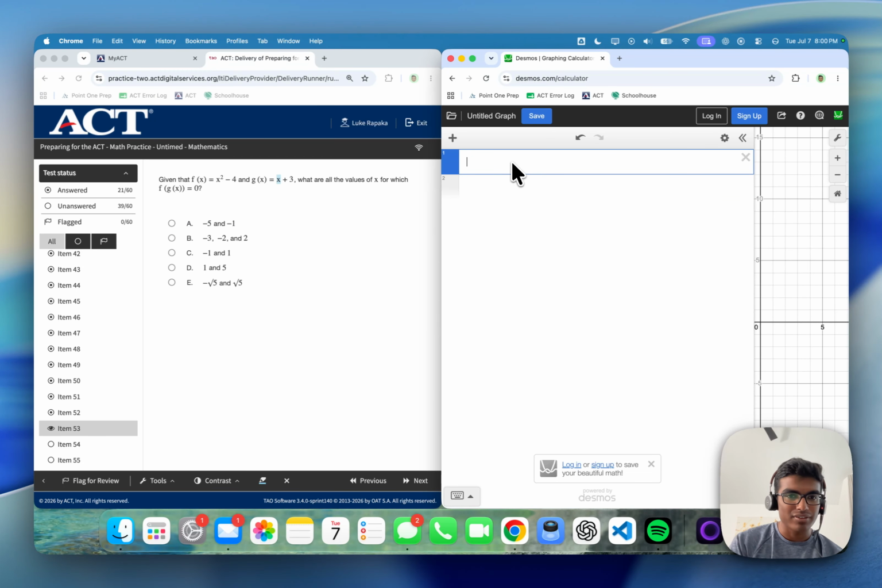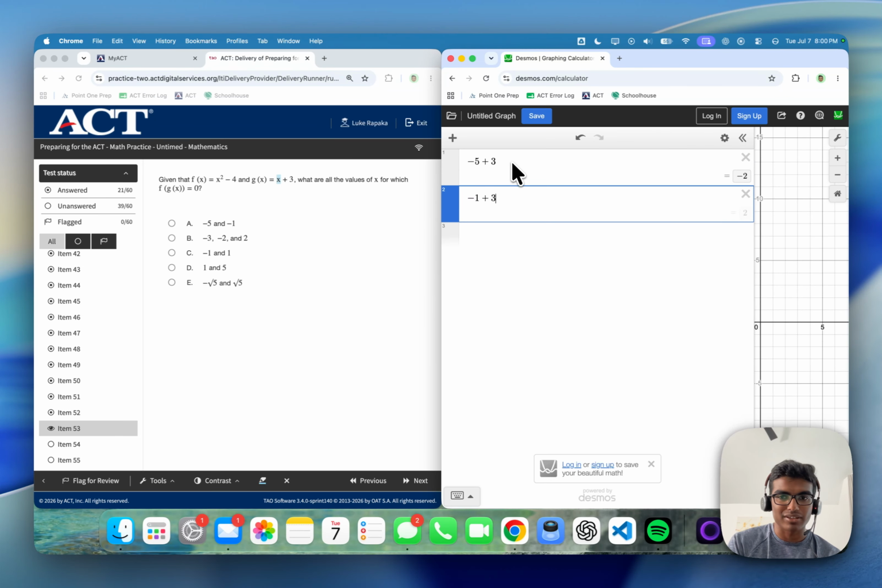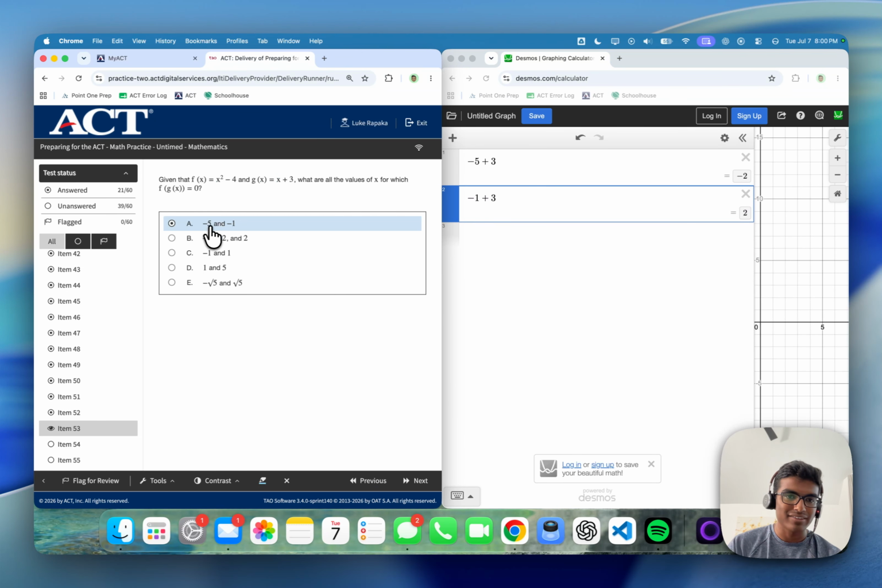Okay, negative 5 plus 3, obviously negative 2. And then negative 1 plus 3, boom. So that should be good. And that should be my answer, because those are the only two numbers squared that'll equal 4, and then this will equal 0. So yeah, that's the answer.